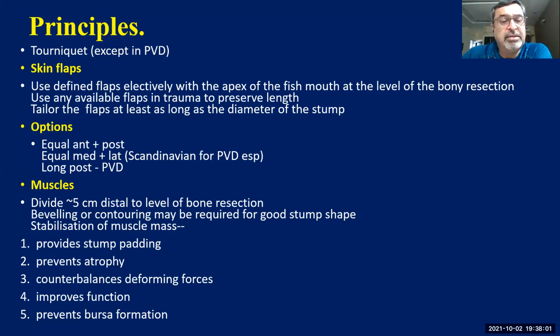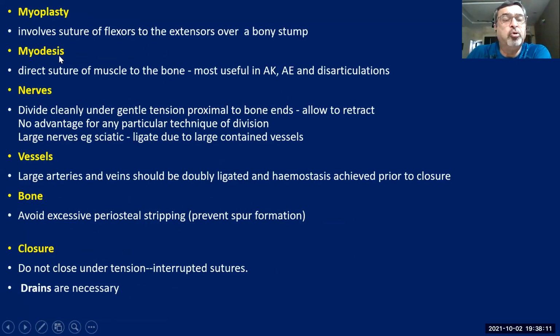Stabilization of the muscle mass is required for providing stump padding, preventing atrophy, counterbalancing the deforming forces, improving function, and preventing bursa formation. So these are the two methods which are commonly used: myoplasty, that involves suturing of flexors to the extensors, and myodesis, direct suture of muscle to the bone. We will discuss this in detail in a few slides after.